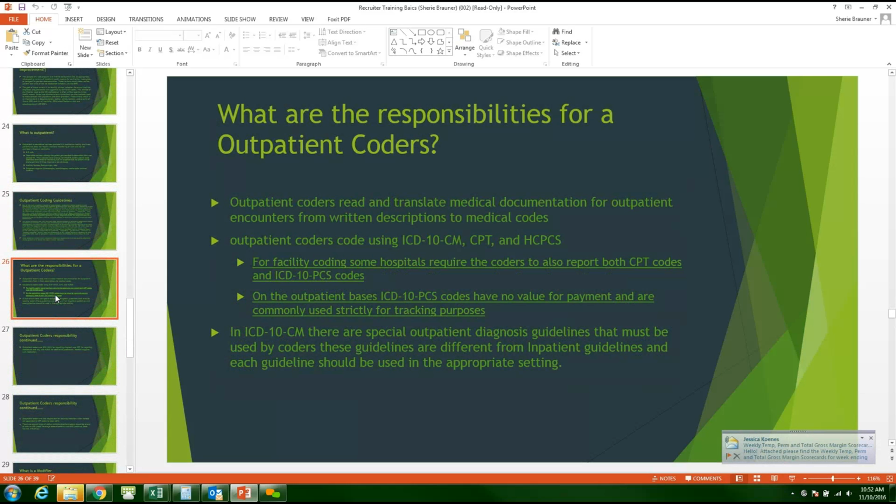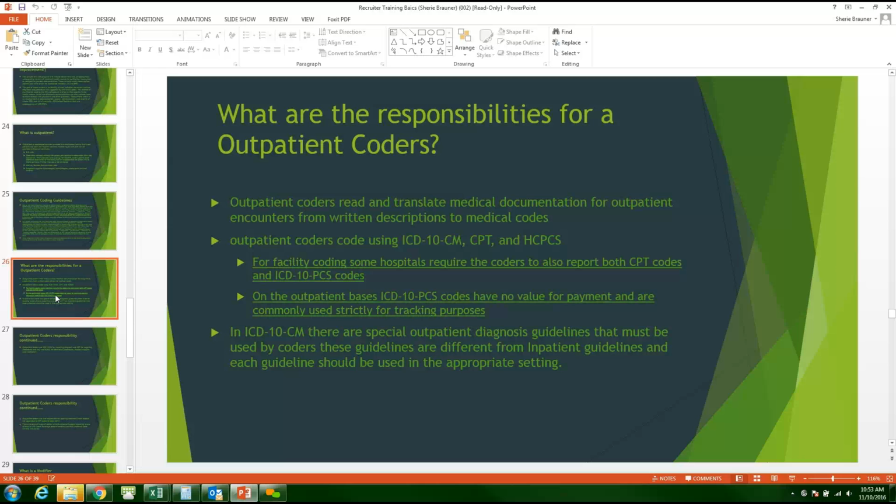Slide number 26, what are the responsibilities for an outpatient coder? Outpatient coders read and translate medical documentation for outpatient encounters from written descriptions to medical codes. Outpatient coders use the ICD-10-CM, CPT, and HCPCS. For facilities coding, some hospitals require that coders also report the CPT codes for ICD-10-PCS codes. On the outpatient basis, ICD-10-PCS codes have no value for payment and are commonly used strictly for tracking purposes.